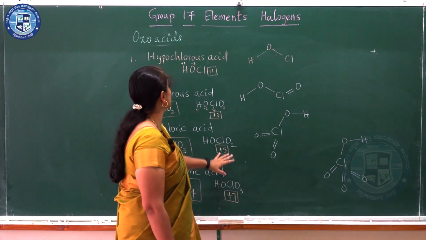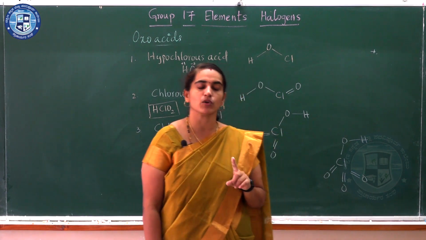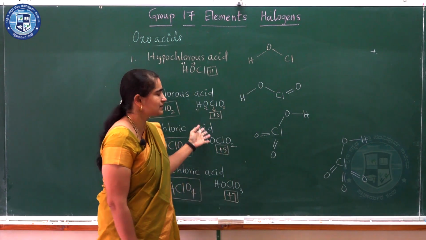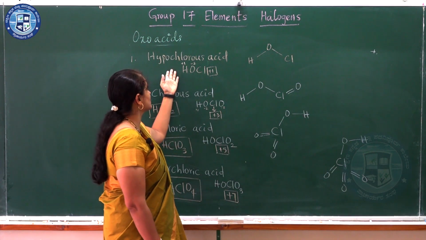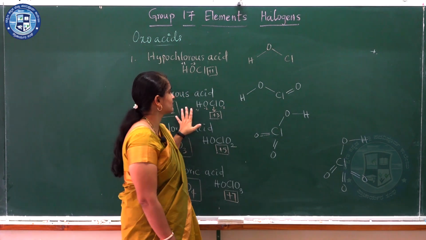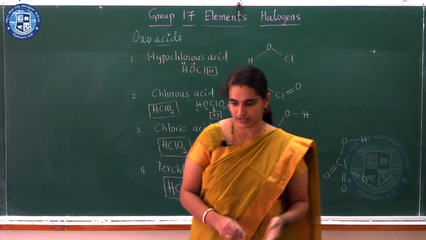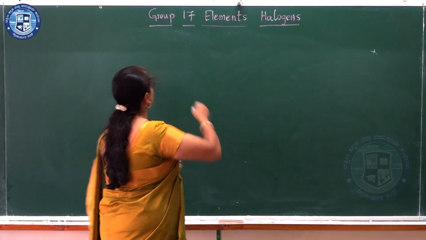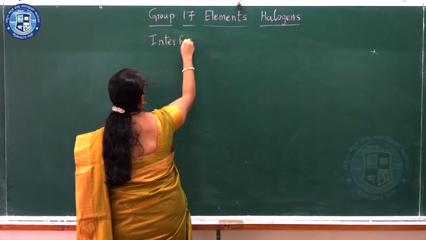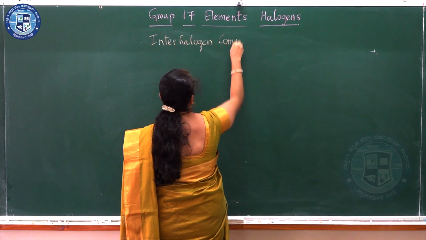So, this is something regarding oxo acids of halogens. Fluorine will form only one, while others will form many oxo acids, among which the structures of oxo acids of chlorine have been told to you. Next we shall move on to the last concept on interhalogen compounds. The last set of compounds of halogens is interhalogen compounds.